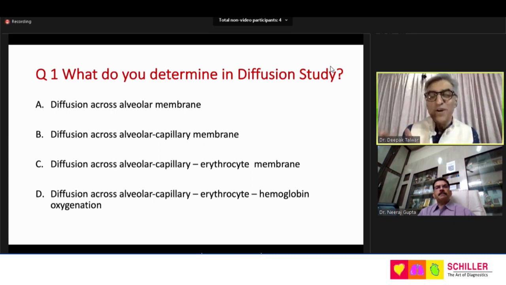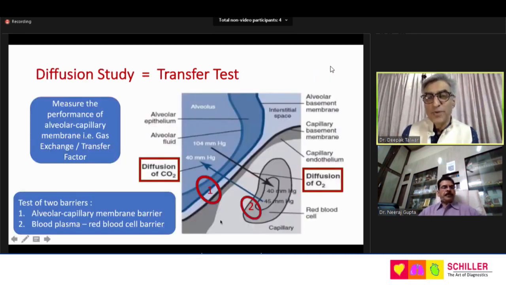We are going to talk about the alveolo-capillary membrane, and that's what the diffusion study is. Actually, diffusion study is a misnomer, and the exact name should be a transfer test. There is a difference between what the US calls it, a diffusion study or diffusion test, versus the European countries, which call it a transfer test. They equate them equally, because obviously the entire process and the units remain the same.